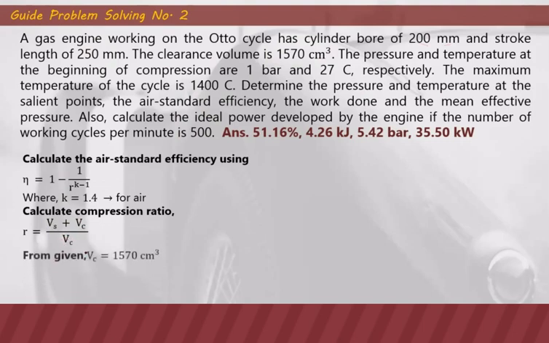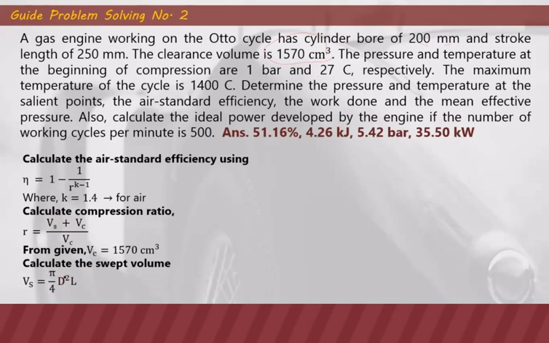For the clearance volume, it is given in the problem, that is 1,570 cm³. We need to find a way for us to solve the swept volume. For the swept volume, we can use the formula π over 4 d squared L. Basically, this is just the volume of the cylinder: the area of the base times the stroke. Pi over 4 d squared is the area, and then the stroke, which is L. D here represents the bore of the cylinder.